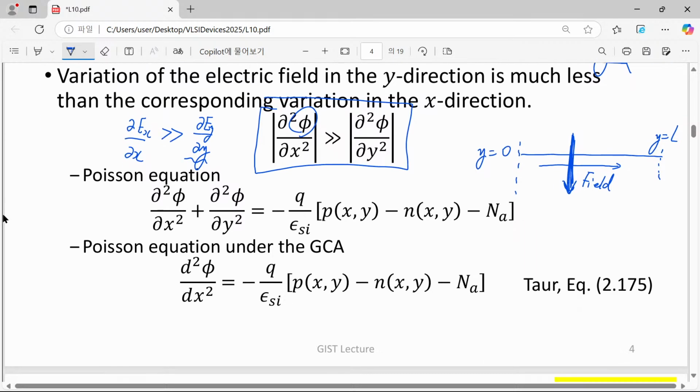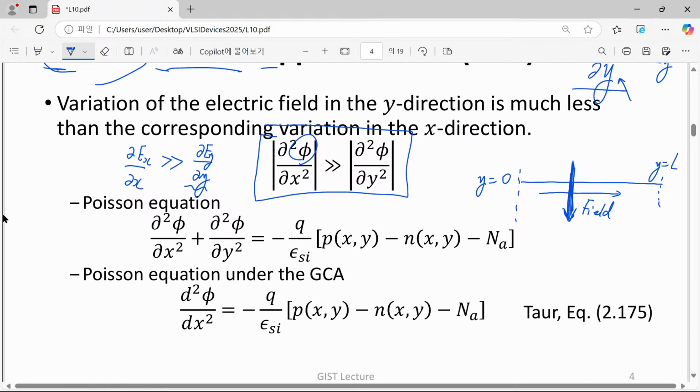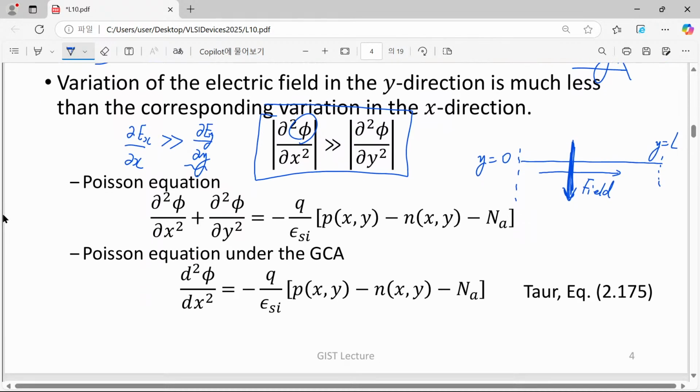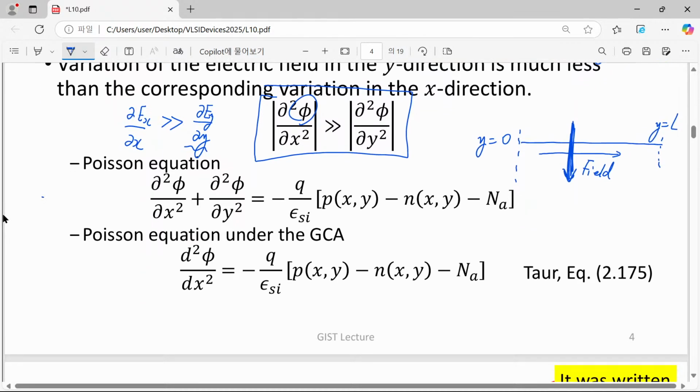So why do we introduce this kind of seemingly strange approximation? Then please have a look at our Poisson equation. Previously, we just thought about the one-dimensional Poisson equation, but now we have to consider the two-dimensional Poisson equation. Why? Because we are now considering an x and y plane.